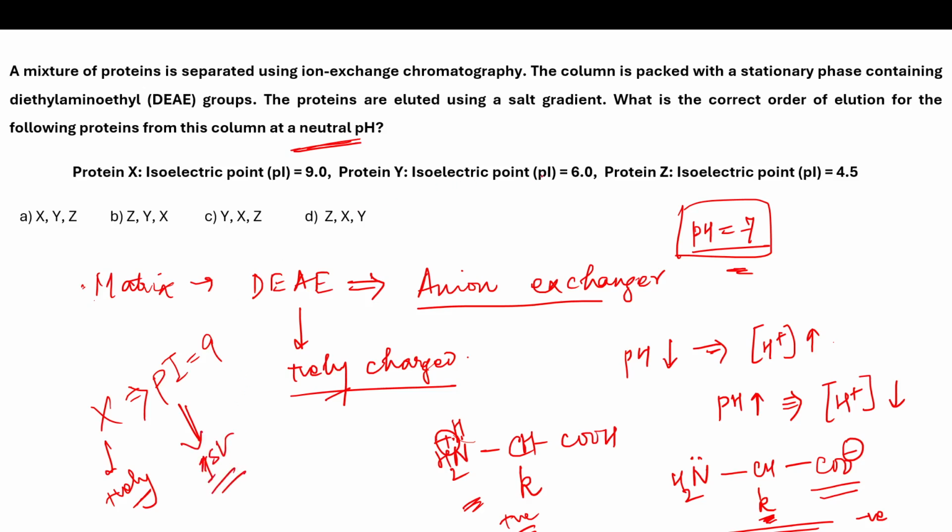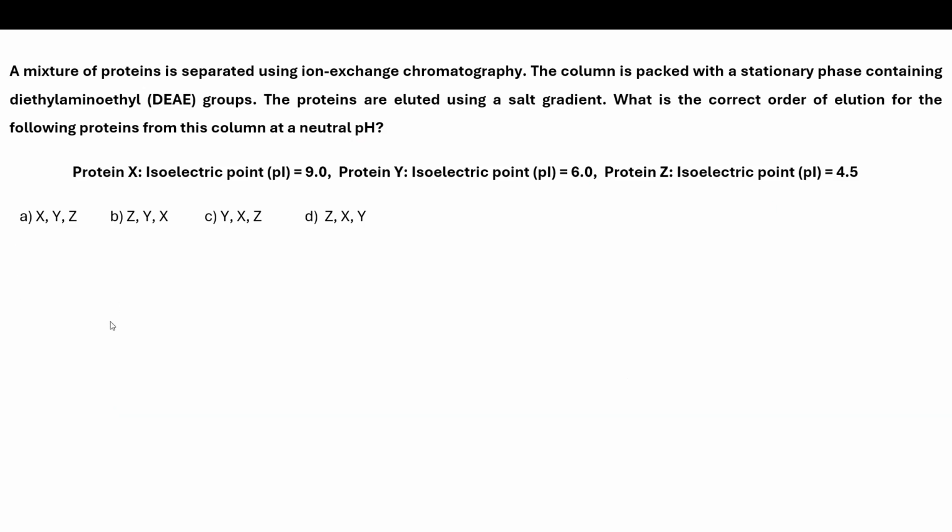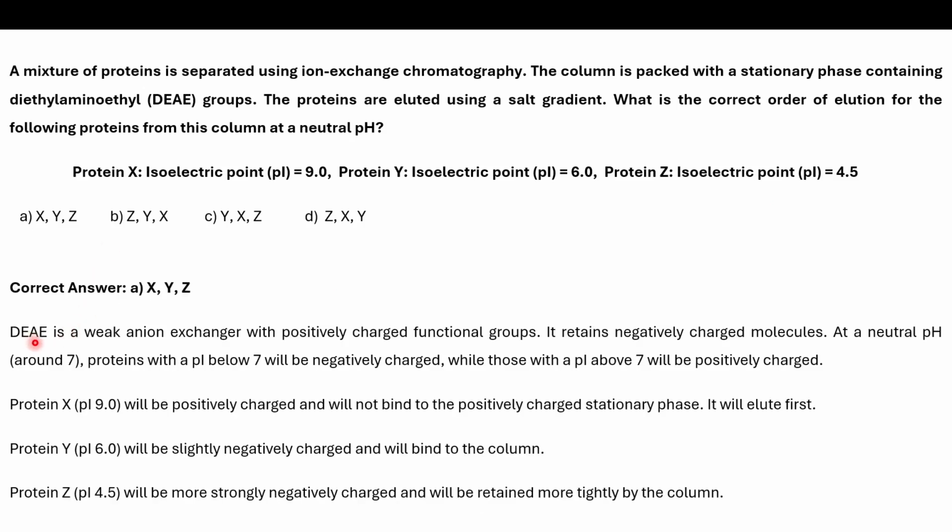Next, you have protein Y, which has a pI of 6, which is again less than the pH of the medium. So it will elute out, but this is also less than the pH. However, comparatively, this will elute out first and this will elute out at the end. So overall, what will be the elution profile of these three proteins? It is X, Y, and Z. So the correct option will be XYZ, option A.